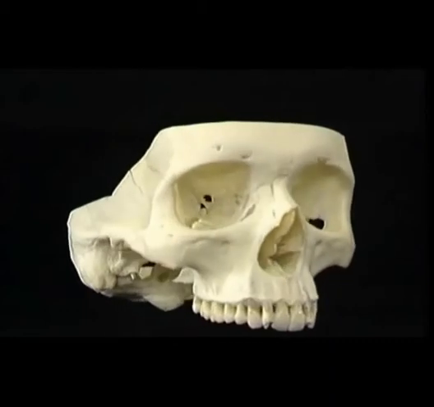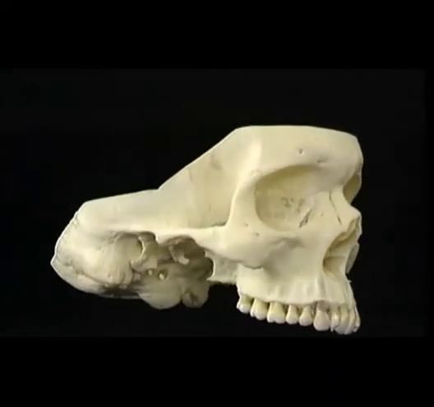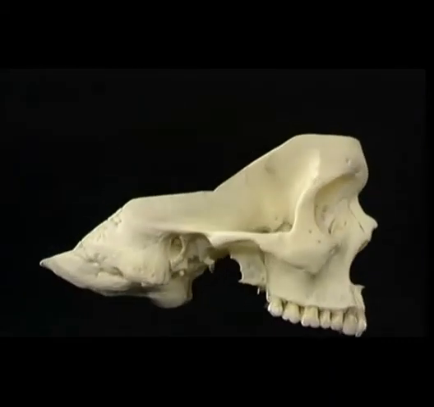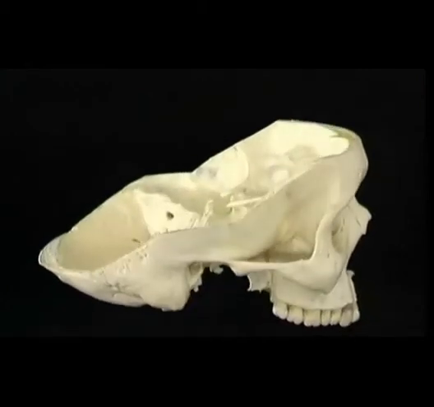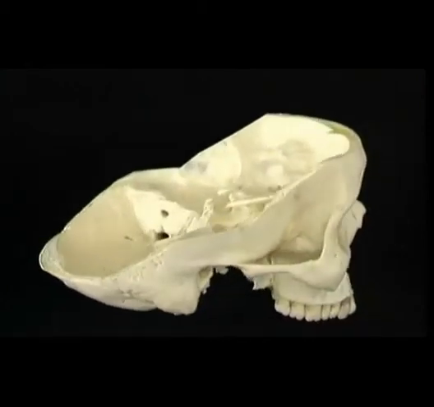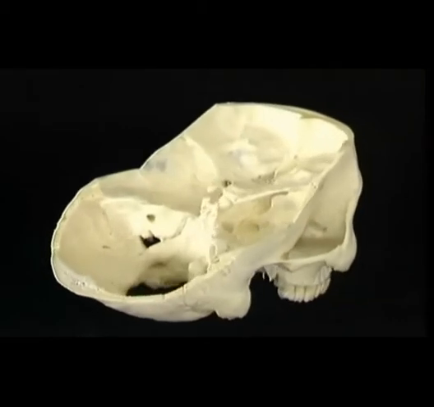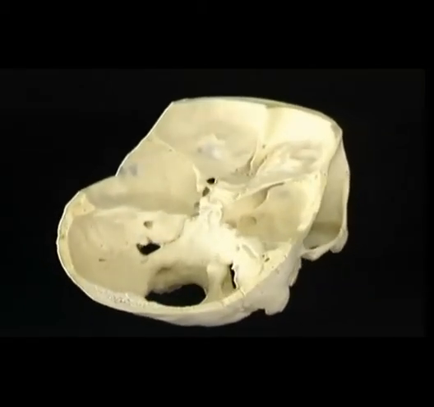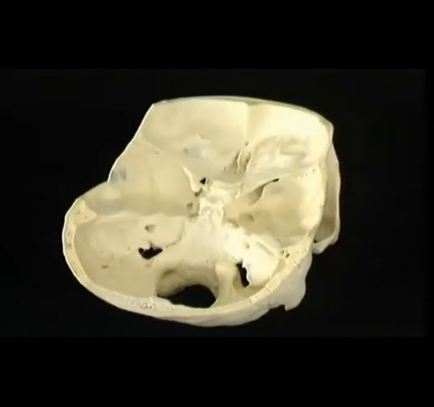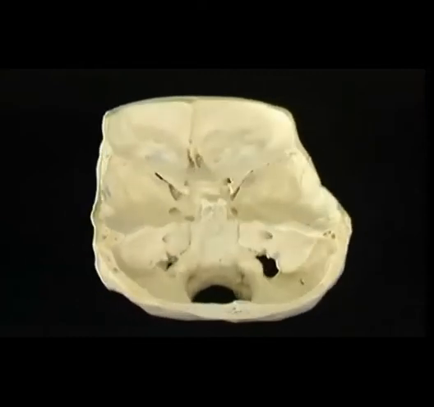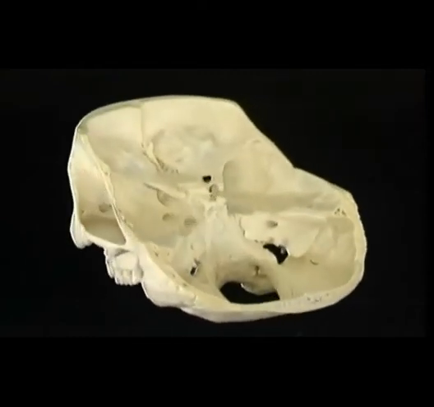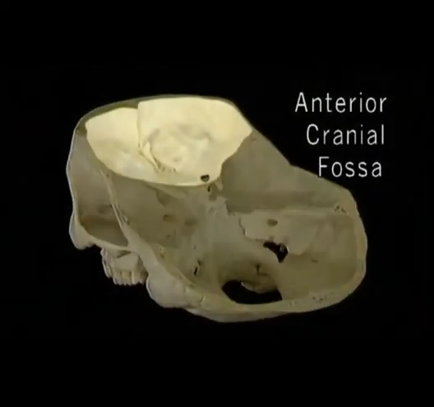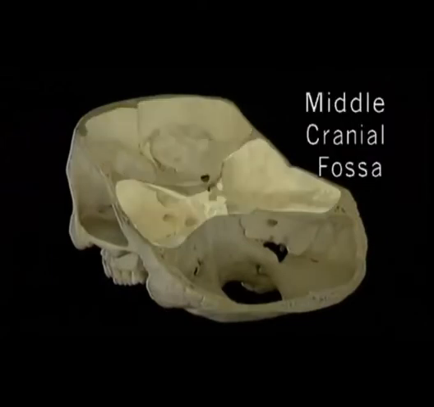Next, we'll take a look at the inside of the skull. This skull has been cut to show the floor of the cranium. There are two big steps in the floor, formed by the sphenoid ridge here and the petrous temporal bone here. These divide the floor of the cranial cavity into three parts: the anterior cranial fossa, the middle cranial fossa, and the posterior cranial fossa.